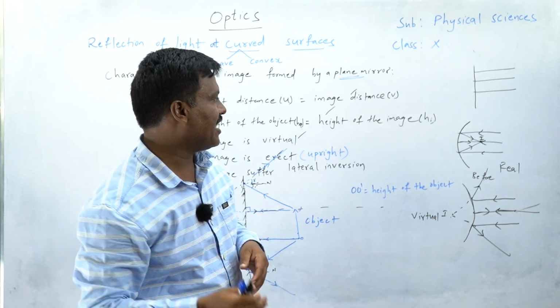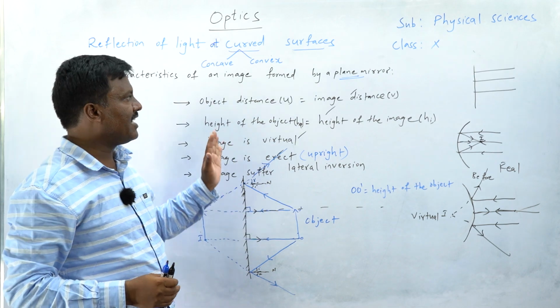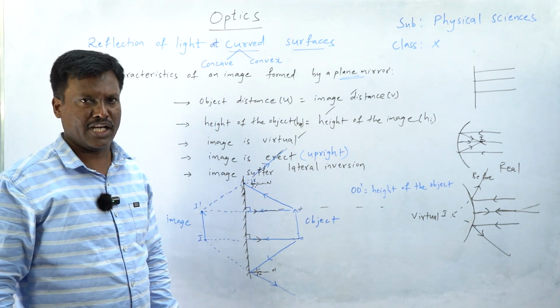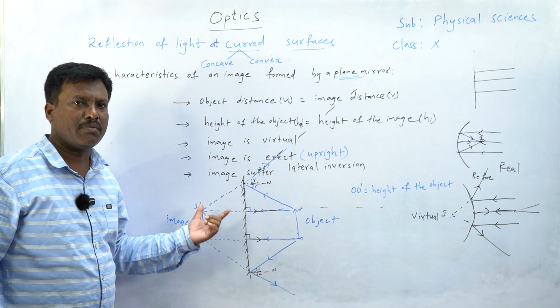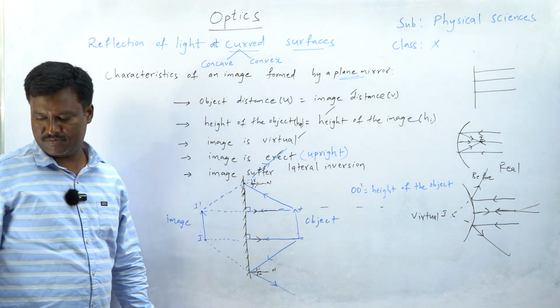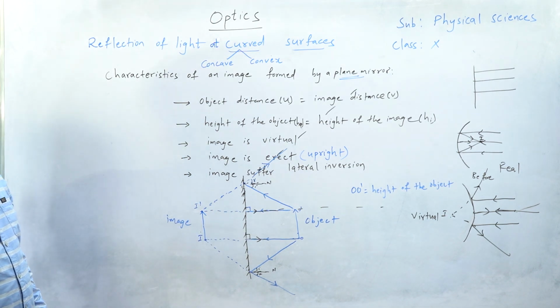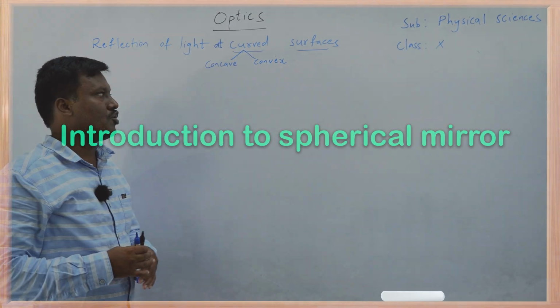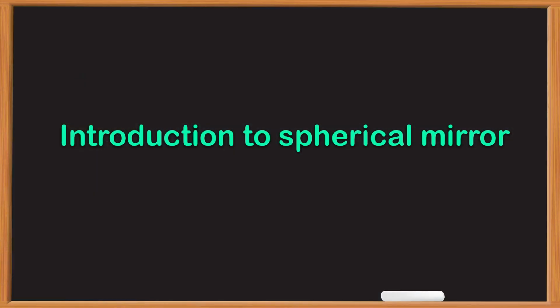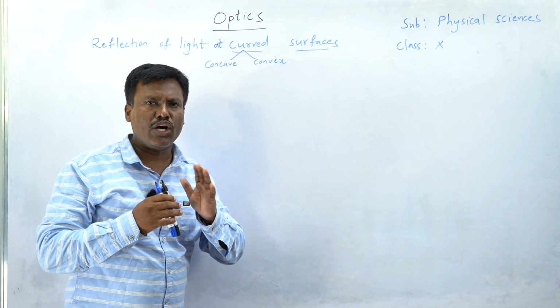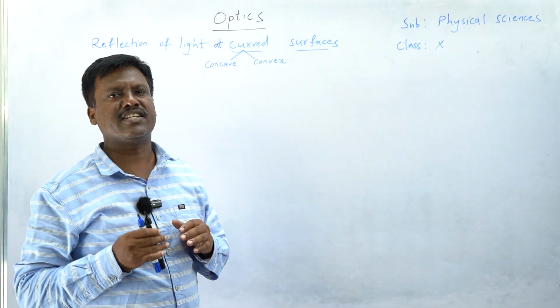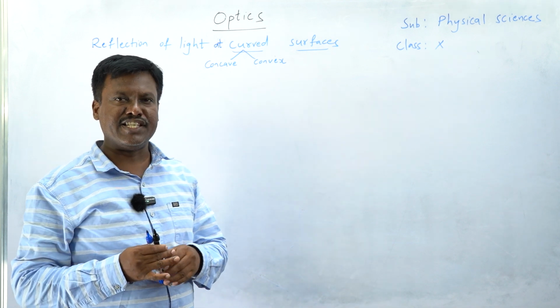To understand those characters, first you have to understand the general characters of the image formed by the plane mirror. I hope you understand. Please note down all these characteristics of the image formed by the plane mirror. So now we have entered the actual chapter, reflection of light at curved surfaces. Till now we have discussed some important basics for understanding this lesson in an easy way.